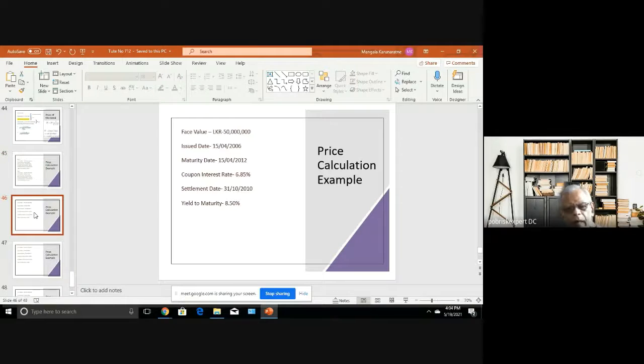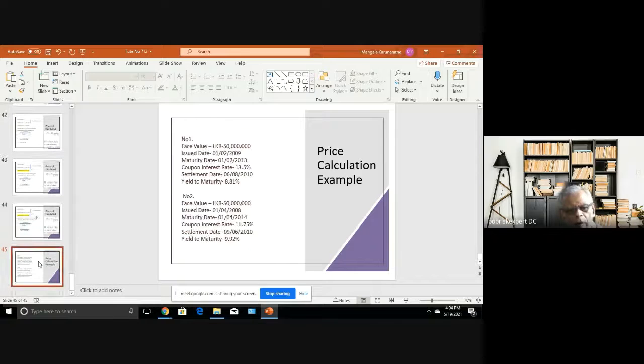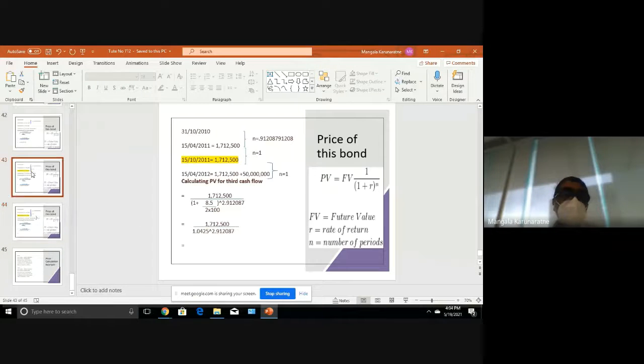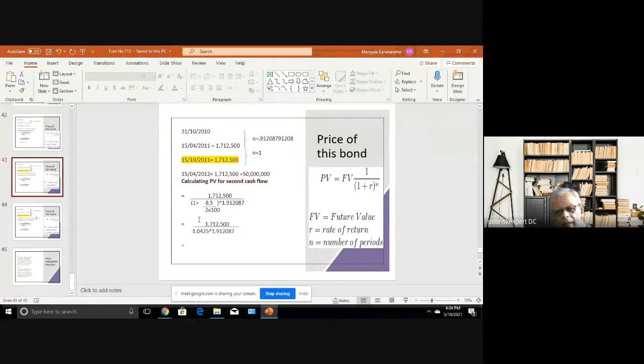So slide number 45 will have two sums, just for the students to calculate the coupon amount and then the price in both sums. Calculate the price plus the accrued interest and the coupon interest as well. So calculate and come and try to finish the other one which we were already working on. We haven't finished, and we will continue tomorrow at 2:30.